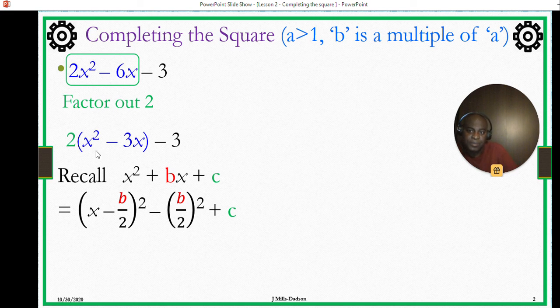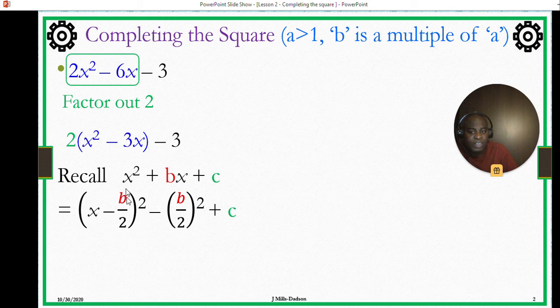So now we need to look at x squared minus 3x. That is going to help us get everything in here. Then we continue with minus 3, which is the plus c. Now we do that. Our b now is 3. So the 6 that we had wasn't the true b because it wasn't in the standard form. So here our b is now 3.